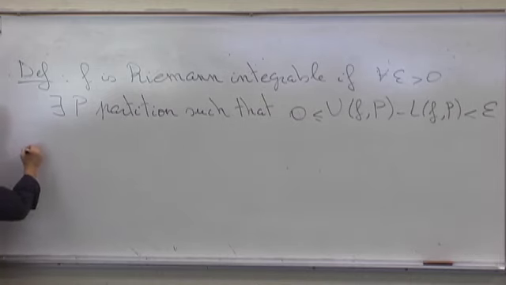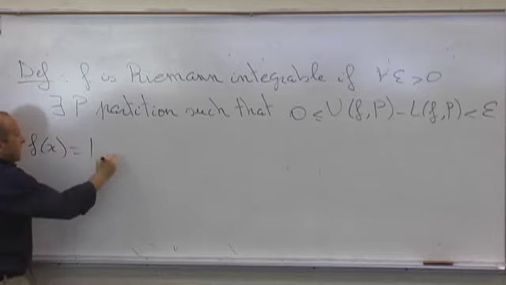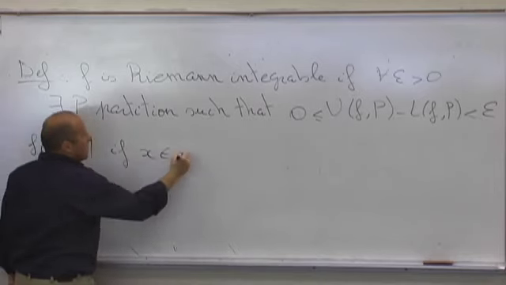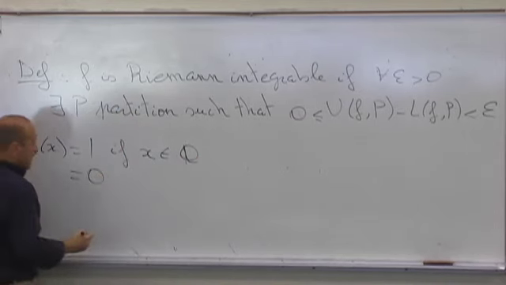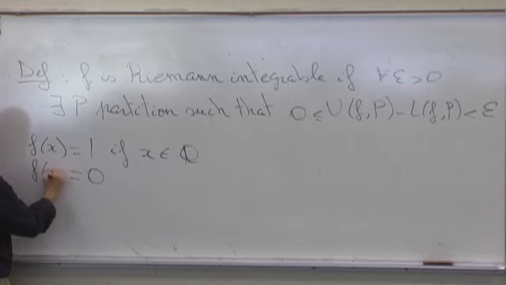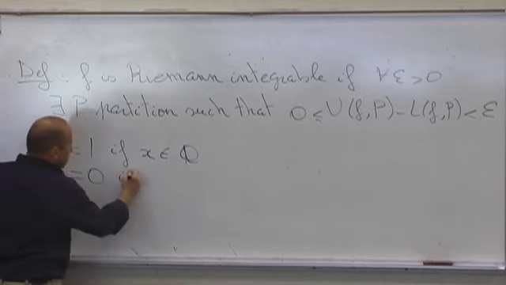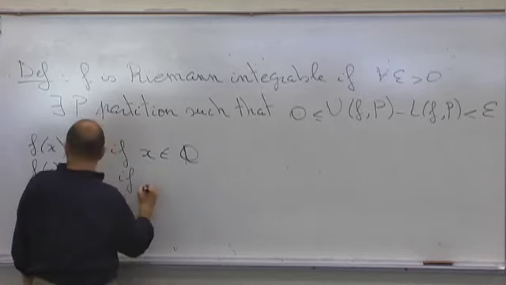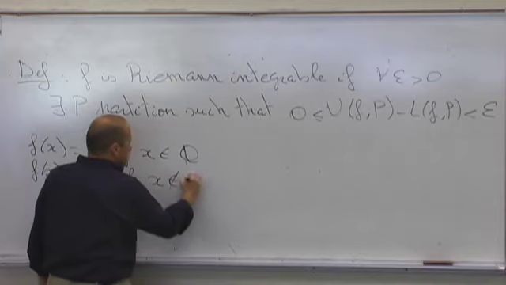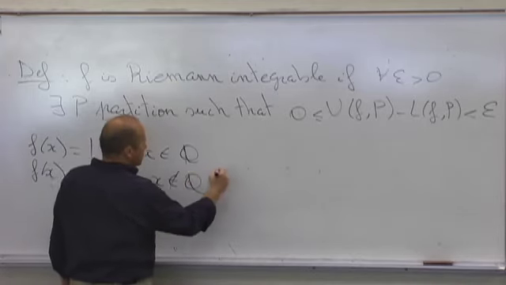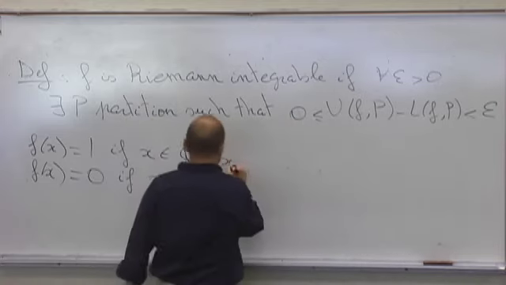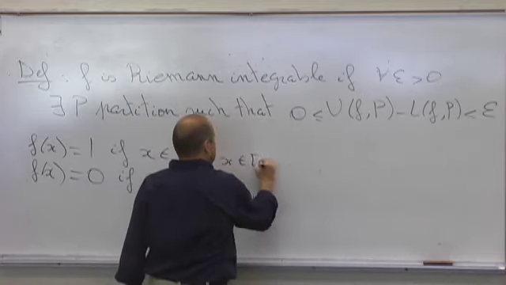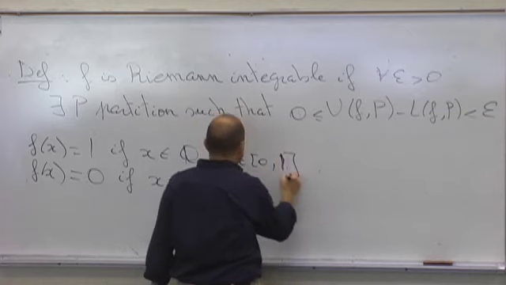Take the following function: define f of x to be 1 if x is rational, and to be 0 if x is not rational, and let's take x in [0, 1]. So the function is defined on [0, 1], because we want a closed and bounded interval.